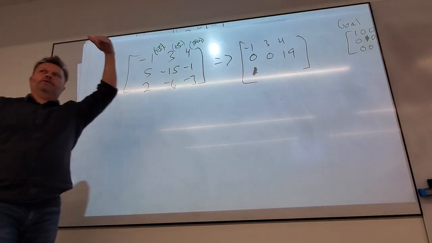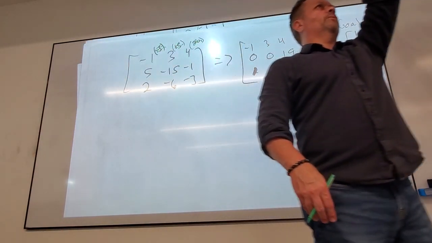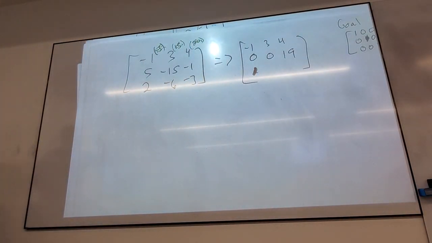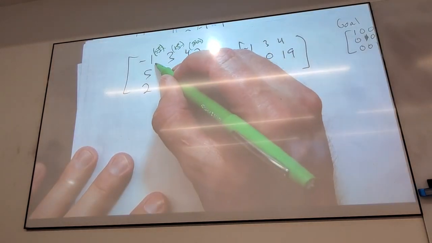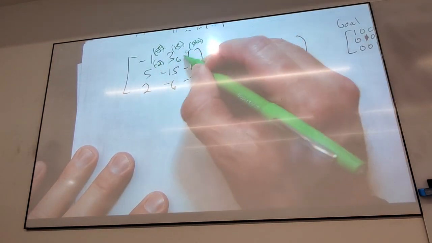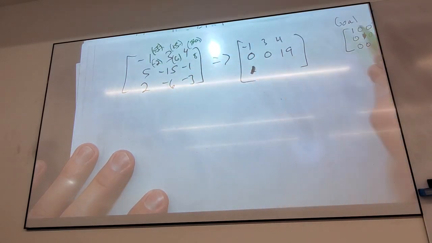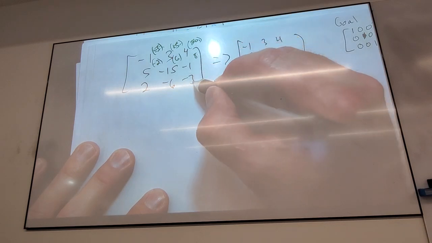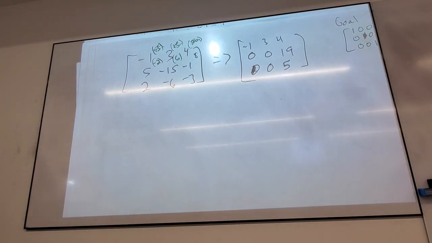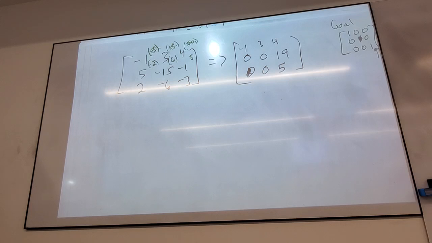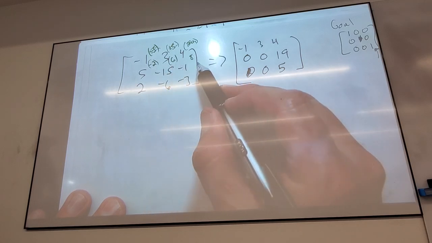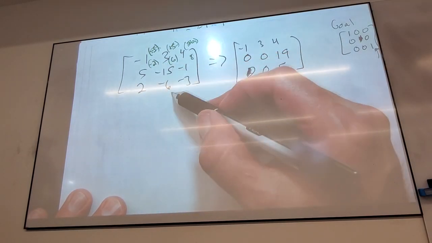Do something similar now with the last row. What do I multiply the first row by to do a similar thing with the last part of that first column? 2. Yes, 2. Multiply by 2, add, that's a 0, that's a 0, and that is a 5. You guys good? Oh, what happened? So if you multiply everything in row 1 by 2, you get -2, 6, 8. And then I add those to the last row.